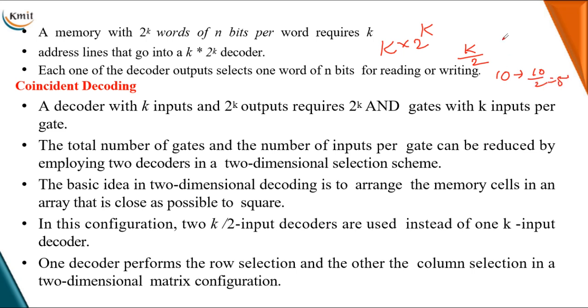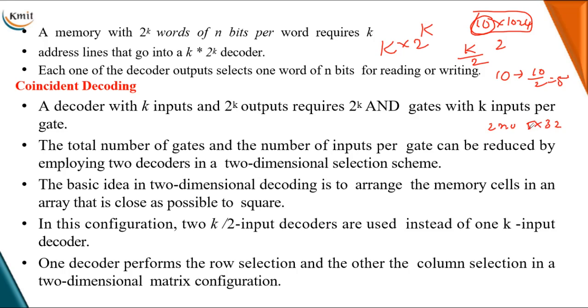If I use 10 address bits, then the order of the decoder must be 10 into 1024 words, that is 10 into 2 power 10. That size of decoder we would have to take. Now in coincident decoding, let me divide the number of address bits by 2. Then we have 5, so we can prefer 2 decoders of 5 into 32.